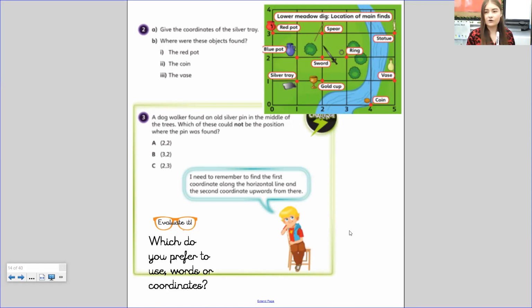Finish the sentence for me. Along the corridor. Well done. So just take a moment to evaluate it.